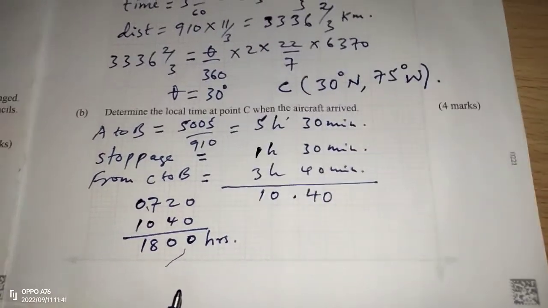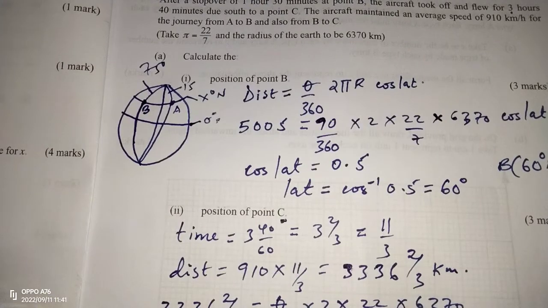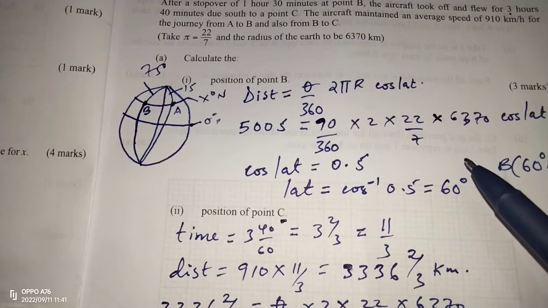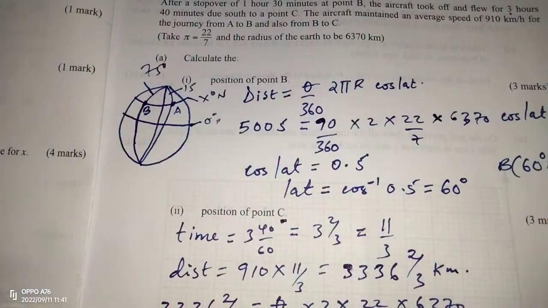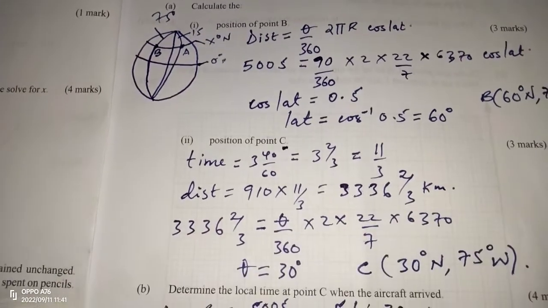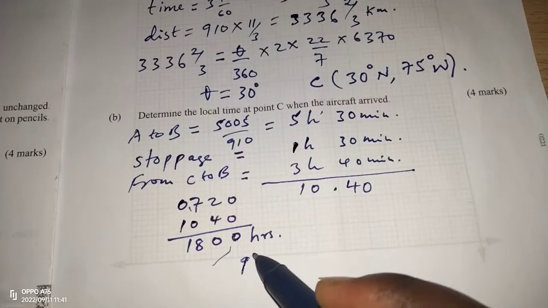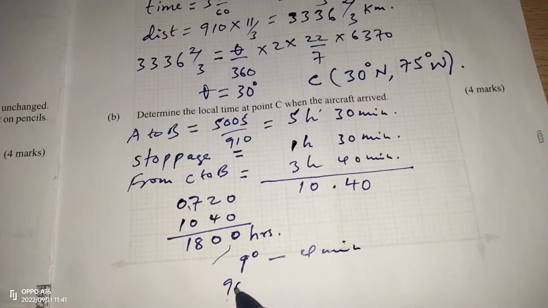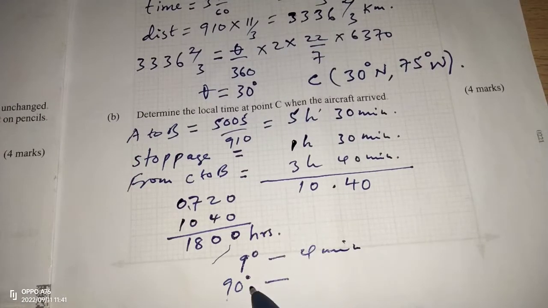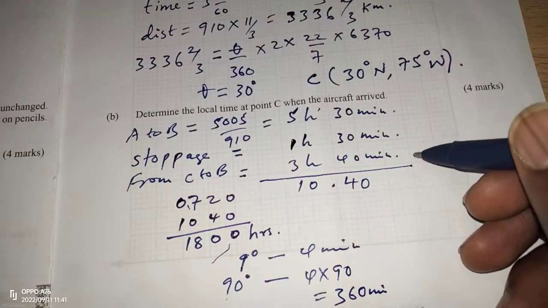We should take into account that the time at B and C is different from the time at A. Therefore, when it was 0720 in the east, that was at A, time in the west was behind, and we saw that the longitude difference between A and B is 90 degrees. We know that for every 1 degree there is a 4 minutes time difference, which means for 90 degrees we have 4 times 90, giving us 360 minutes. 360 minutes translates to 6 hours.